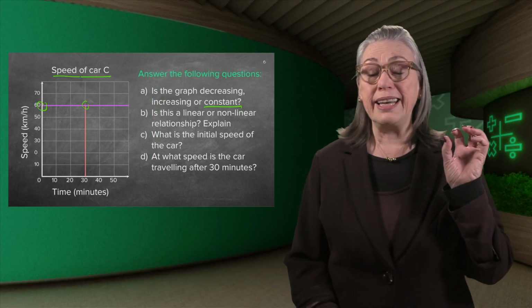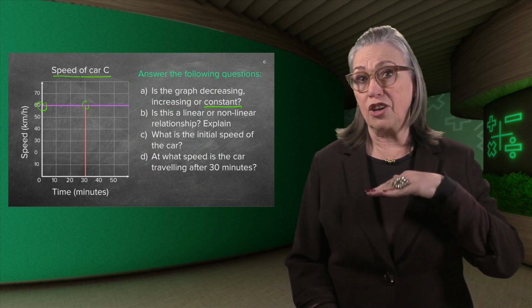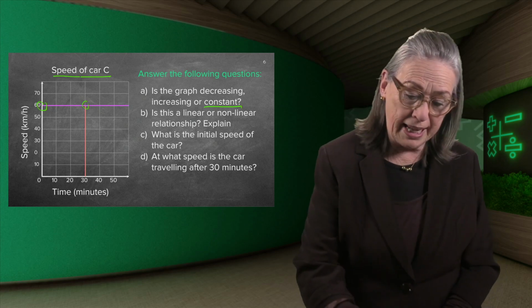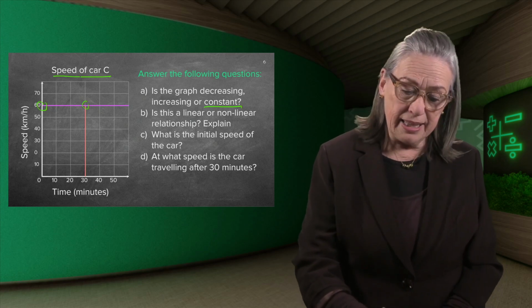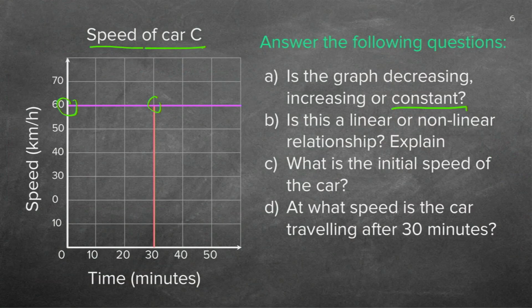So if the car was standing still, like the previous example, we say it's not going anywhere, then this would be measured distance. This is measuring speed. So we're saying it's a constant. It's going constantly at 60 kilometers an hour. So after 30 minutes, it was still going at 60 kilometers an hour.